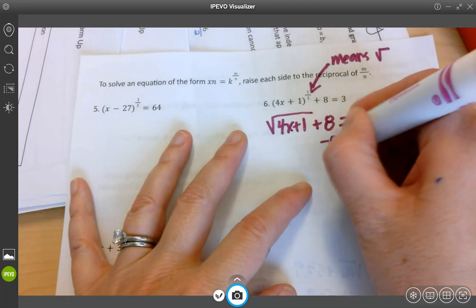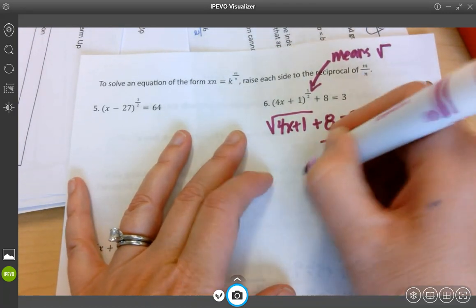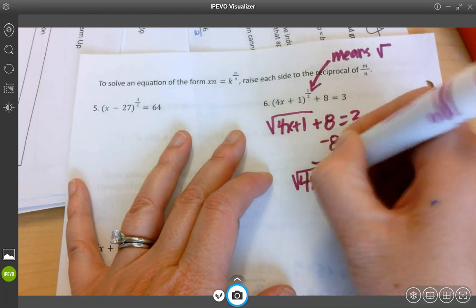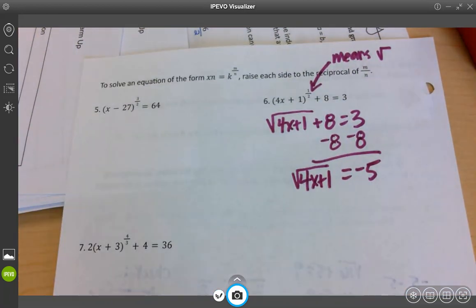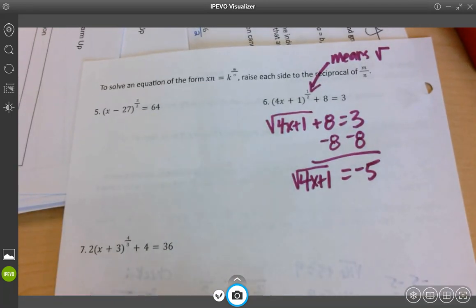You can subtract the 8. Uh-oh. -5 makes me think that we're going to get an extraneous solution.